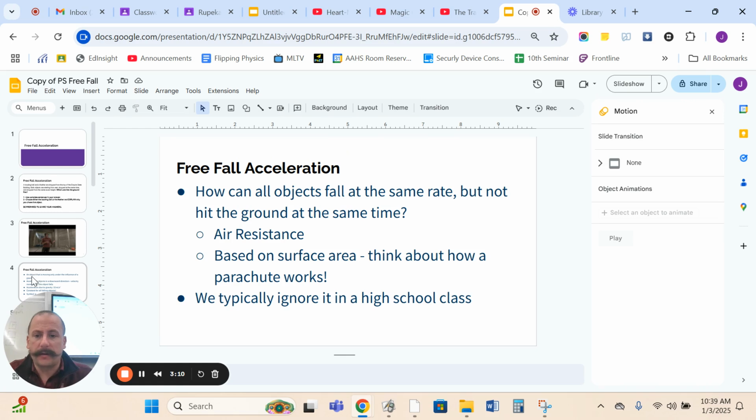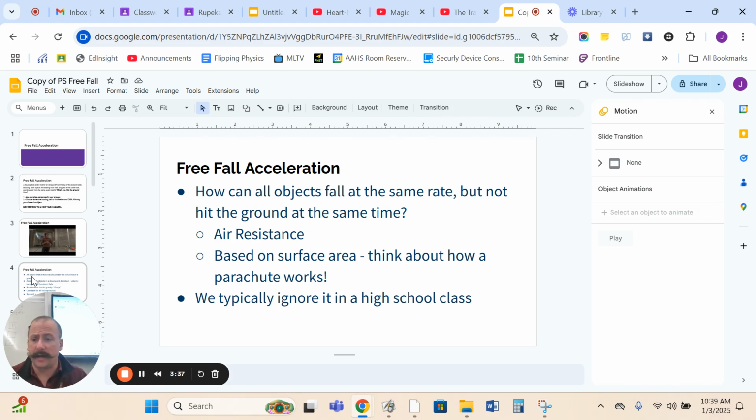Okay, free fall accelerations. How can all objects fall at the same rate? If they're all going to accelerate at the same speed, why don't they always land at the same time? Well, here on Earth, we can't just ignore air resistance. It's always going to be present. The only way we can ignore it is if we go inside one of those big tubes, like in the video, where they suck out all the air and create a vacuum.